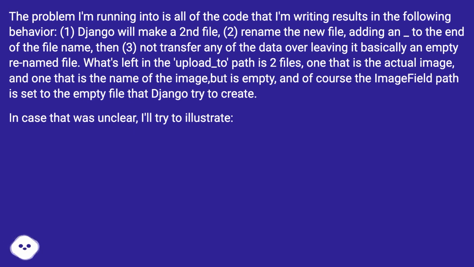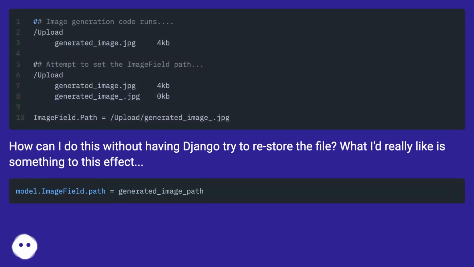What's left in the upload path is 2 files, one that is the actual image, and one that is the name of the image, but is empty, and of course the image field path is set to the empty file that Django tried to create. In case that was unclear, I'll try to illustrate. How can I do this without having Django try to restore the file?